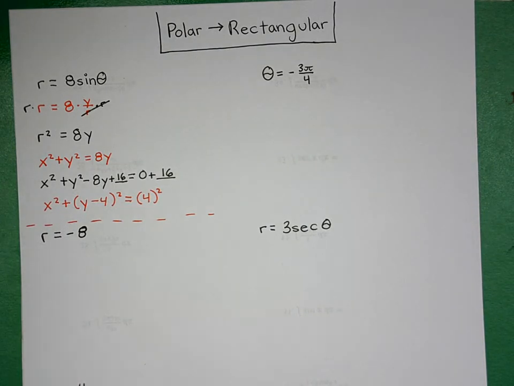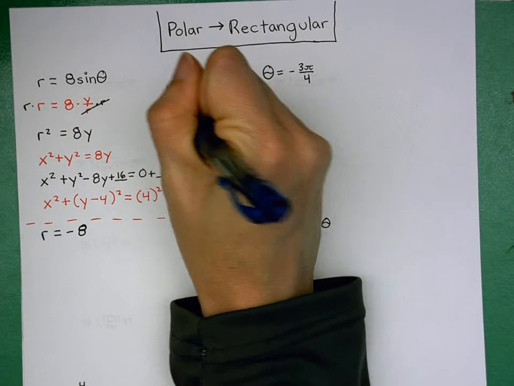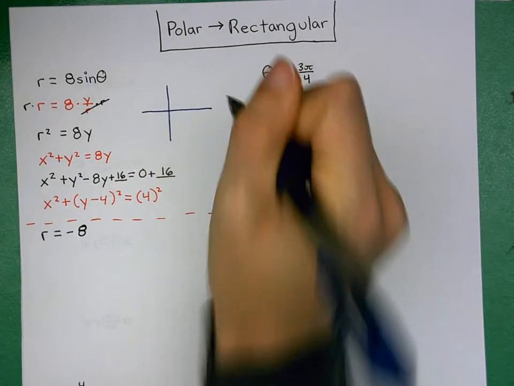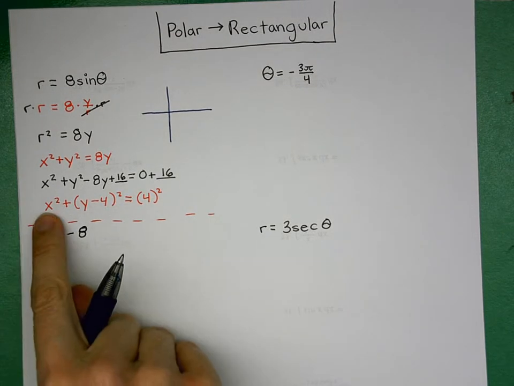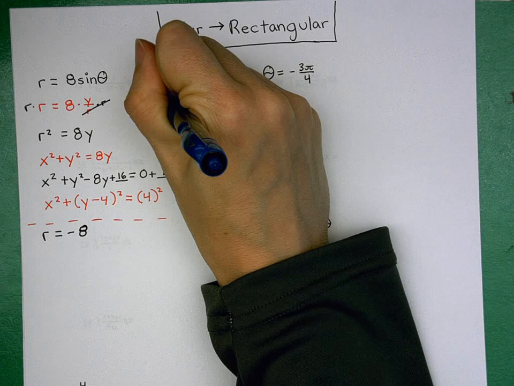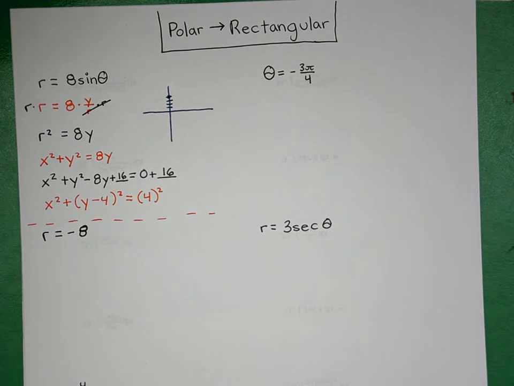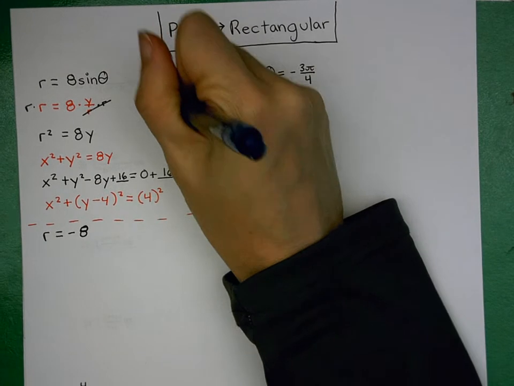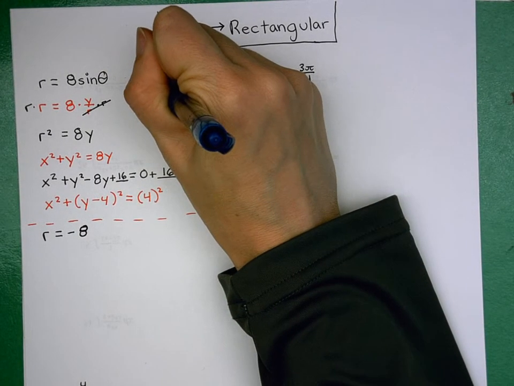Okay. And then a quick little sketch of our graph here. This again is a circle. What's my h, k? My h, k is 0, 4. And what's my radius? Radius is 4, so we're going 4 in every direction.